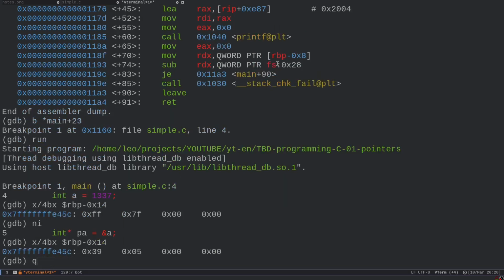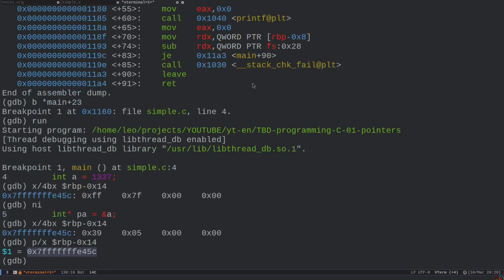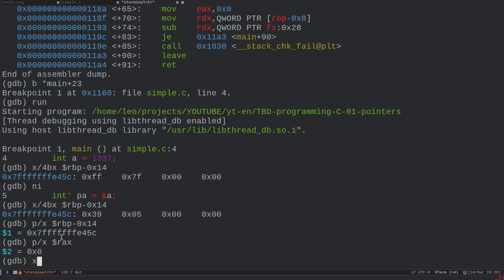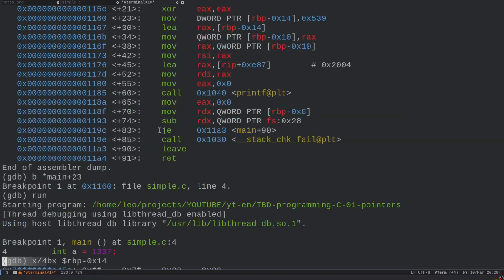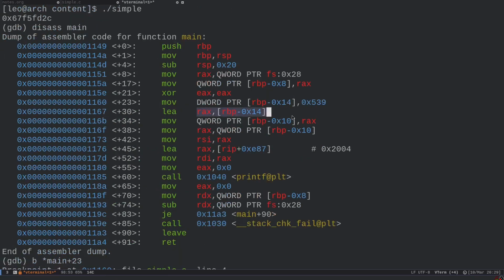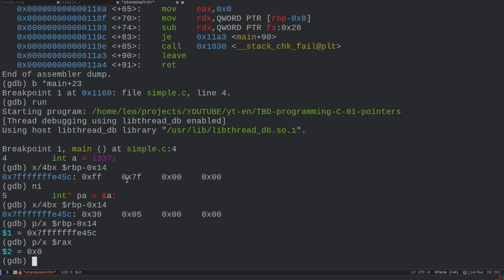Now, if we compute this expression, if we just print out this expression, RBP minus 0x14, notice that we get here this value, and this value was the address of this integer, right? It is 7ffe...E45C. It is the same thing. When we do the load effective address, let's print now the value of the register RAX. Now it's 0. We have nothing in RAX. After we execute this thing, we're going to have the address of that variable in RAX.